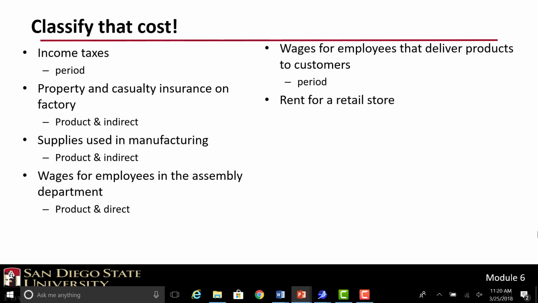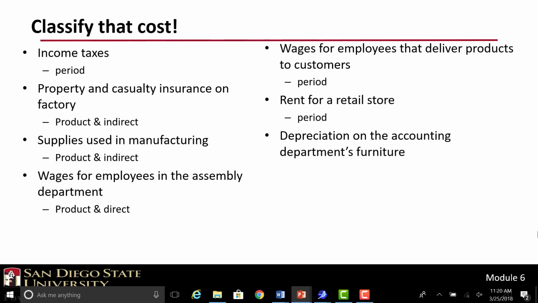Whereas rent for the retail store, so this is where we're selling our manufactured goods. And again, we're not thinking of this as a retail business, but rather a manufacturing business. That is a period cost. Depreciation on the accounting department's furniture. Well, that has nothing to do with the product, and that is a period cost.